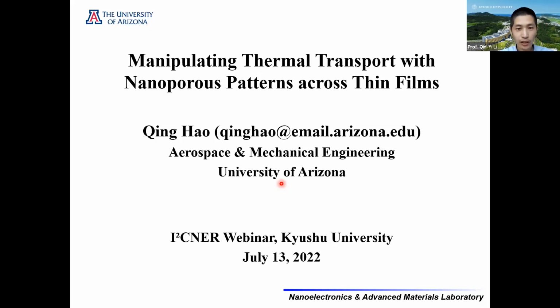I²CNER is short for the International Institute for Carbon Neutral Energy Research at Kyushu University. This I²CNER seminar series was launched in 2010 upon the inception of I²CNER. Since then, this seminar series has featured many distinguished researchers around the world on carbon neutral energy research. Since COVID-19, this seminar series has been held online. I am Qing from the Faculty of Engineering at Kyushu University, and I am also a joint faculty of I²CNER. I am honored to be the host today.